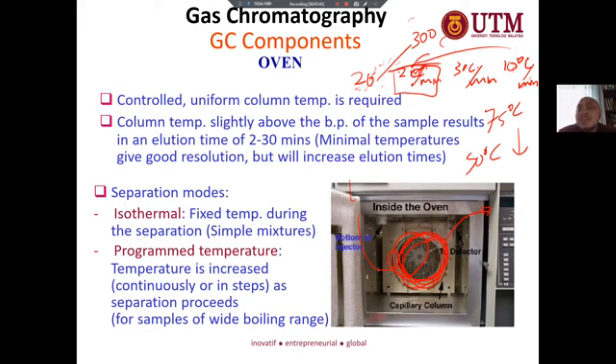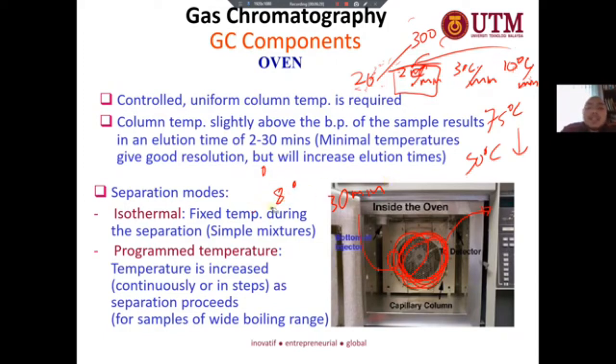There are two separation modes, which are isothermal and programmed temperature. Isothermal means a fixed temperature during the separation. For example, your analyte is 75 degrees Celsius, so you stay at 80 degrees Celsius from 0 minutes until 30 minutes. Because your analyte is at 75 degrees, you maintain the same temperature from the beginning of the analysis until the end.